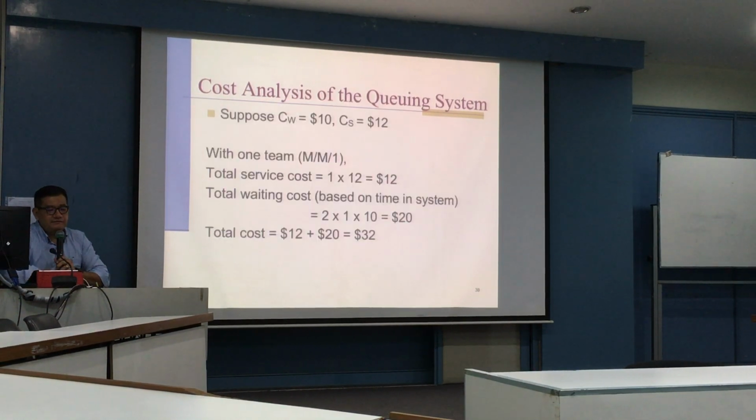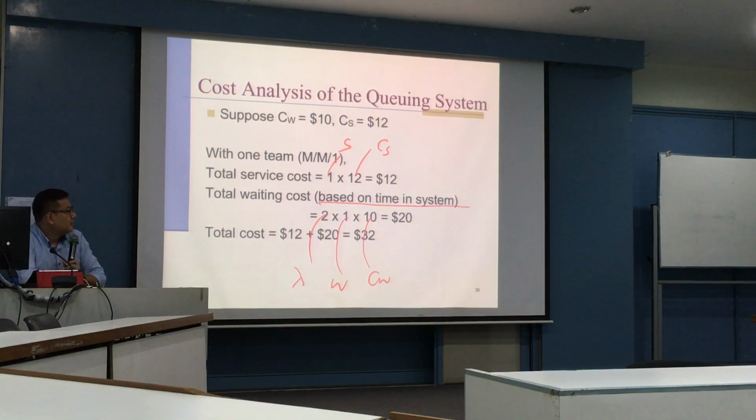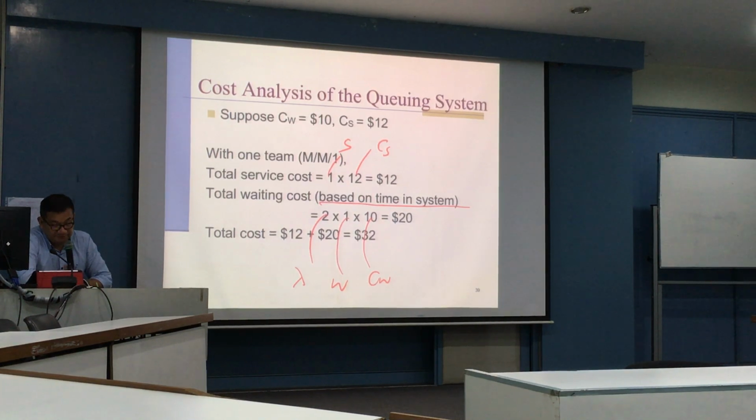So in this case, let's say I assume that the cost of waiting per time is $10, and the cost of the service provider per server is $12. So then we have one team, right? So again, service cost, S is the number of servers. We have one server, this one is CS, so the total service cost is $12. If I'm using the time in the system, so this is lambda, this is W, this is CW. So we have $20 for the waiting cost. Then we combine the service cost with the waiting cost, and you have $32 as the total cost in this case.